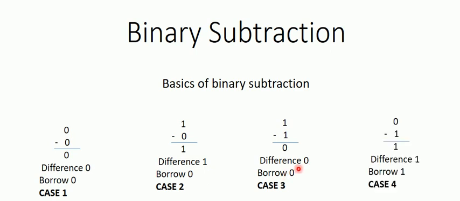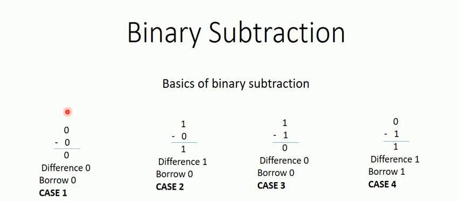So what happens if we subtract 1 from 0? This is quite different from the other three basic rules. It's not possible to subtract 1 from 0. We need to borrow 1 here. When we borrow 1 here, we get a number that is 10. Now subtracting 1 from 10, we have a difference 1 and we have a borrow 1. These are the four basics of binary subtraction.